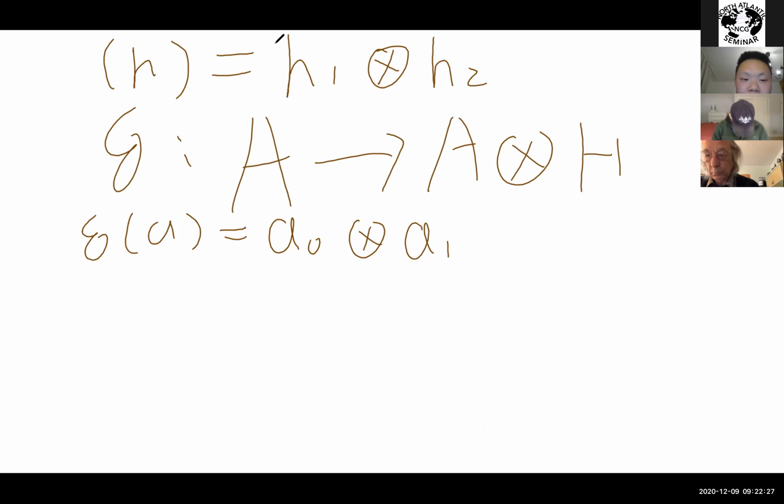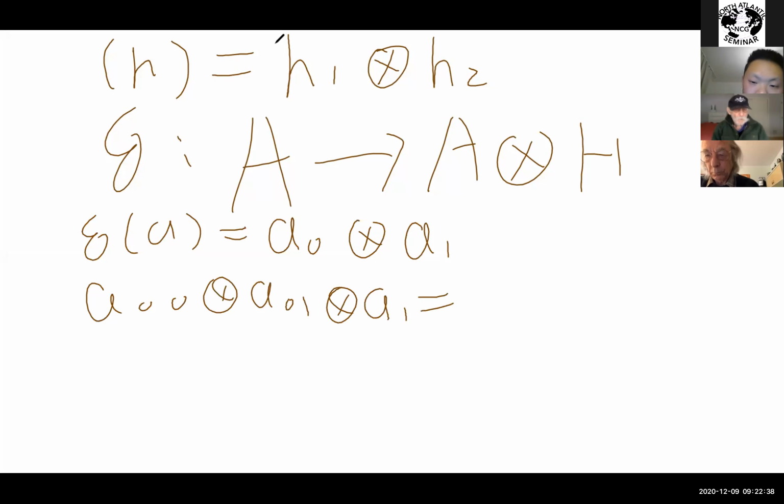And this map is co-associative, which means A00 tensor A01 tensor A1 equals A0 tensor A11 tensor A12. We usually reorder the index by 1, 2, and 3 instead of 0, 1, 1, and 1, 2, because we can always do this.